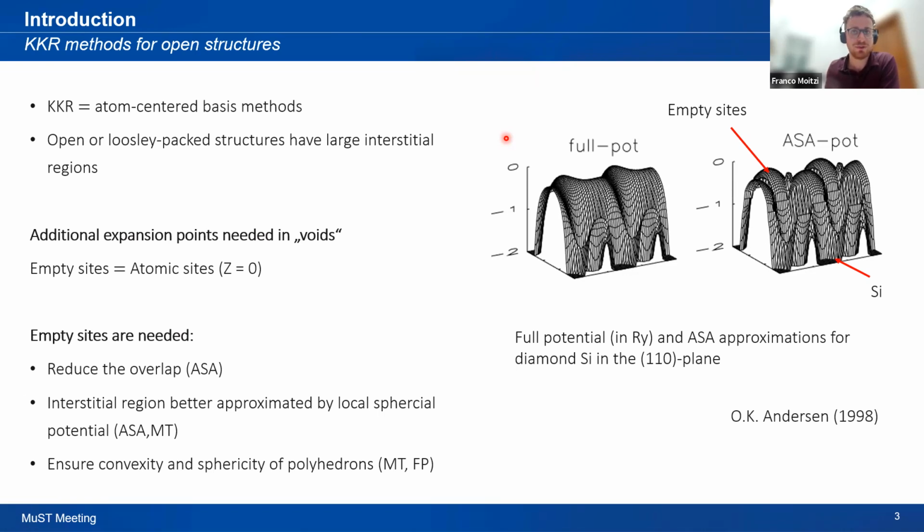And this can be achieved by putting these so-called empty sites there. So these are basically sites which don't have any core charge, but we still treat them like normal, regular atomic sites. And a prominent example here is the silicon structure. By filling these remaining tetrahedral voids, one really can create, even in the very simple case of an ASA potential, a potential that almost matches very nicely the full potential or the exact potential.